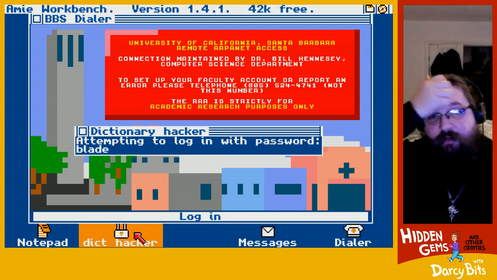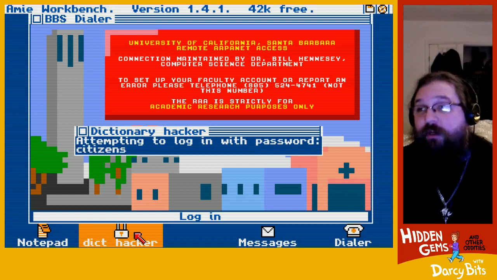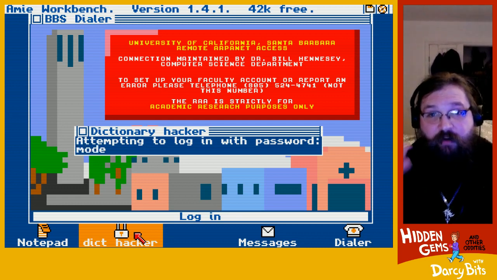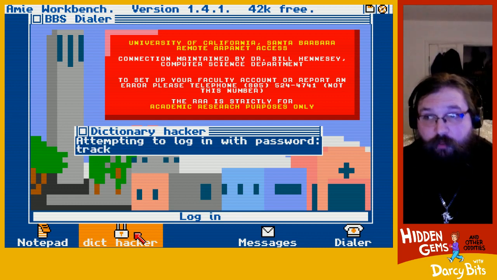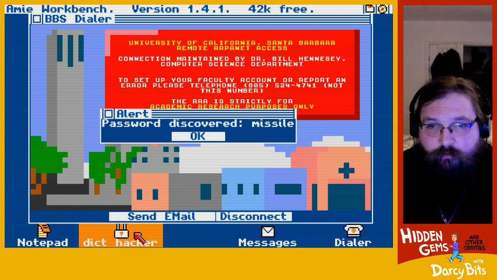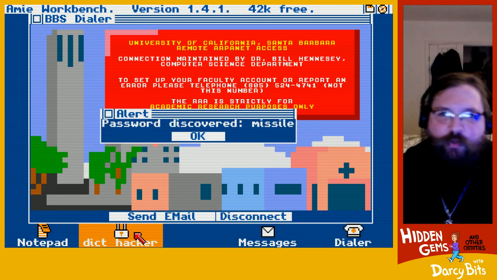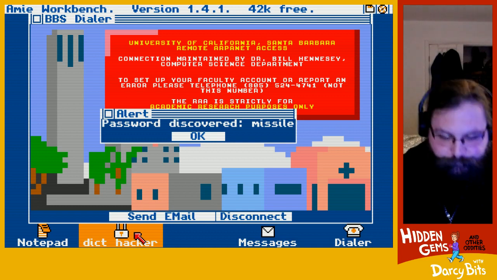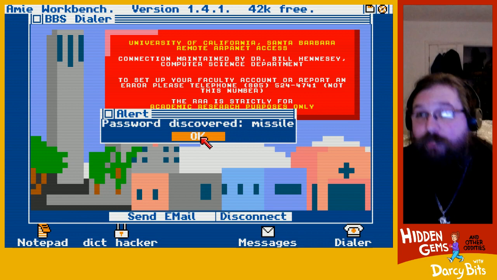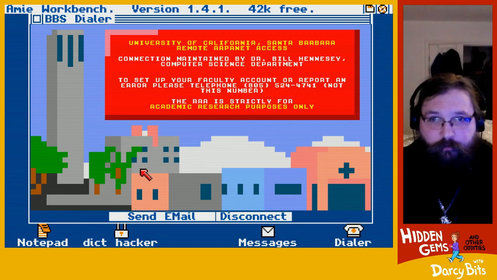I mean, the dictionary hacker just uses an actual dictionary. Which means someone at this very important military organization used the password missile. Okay, they used the password missile. Looks like all I can do is send an email now.